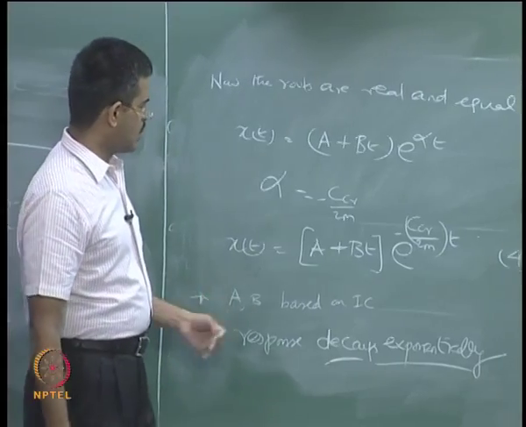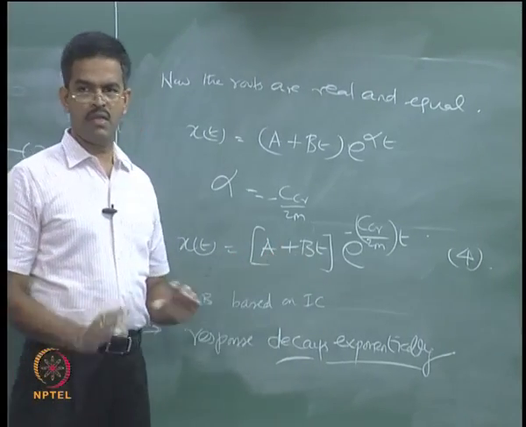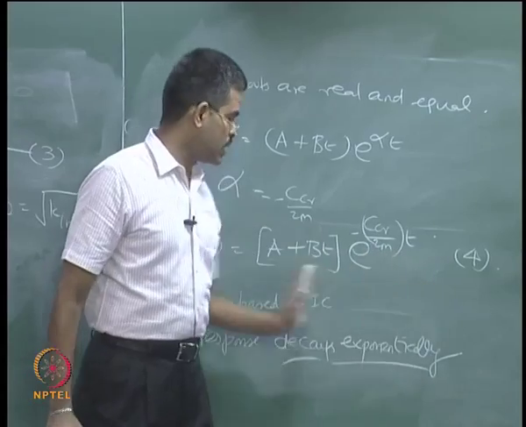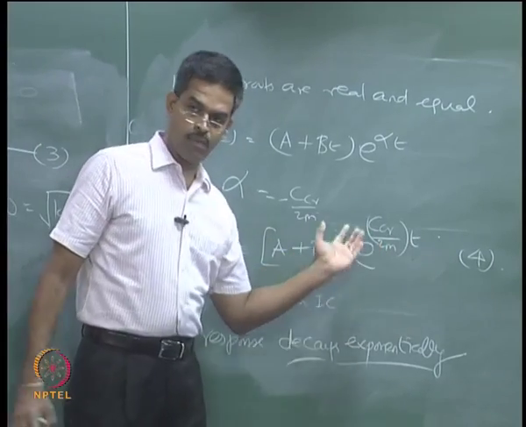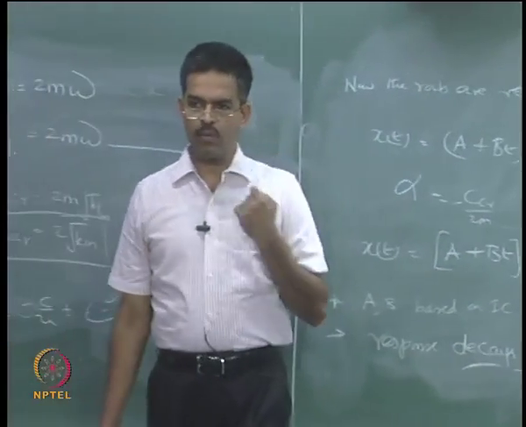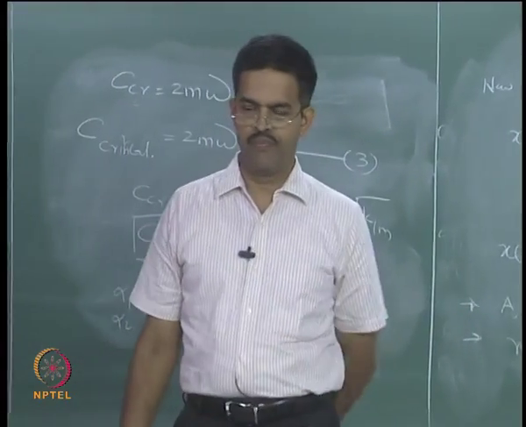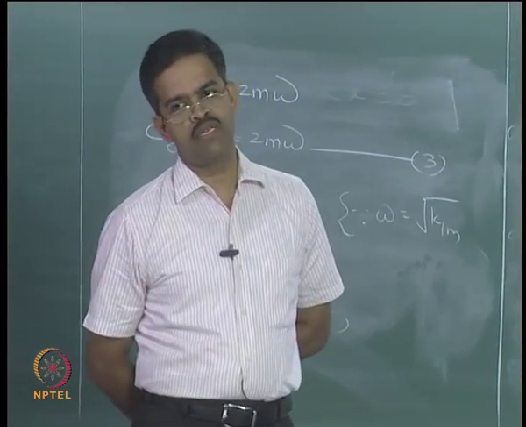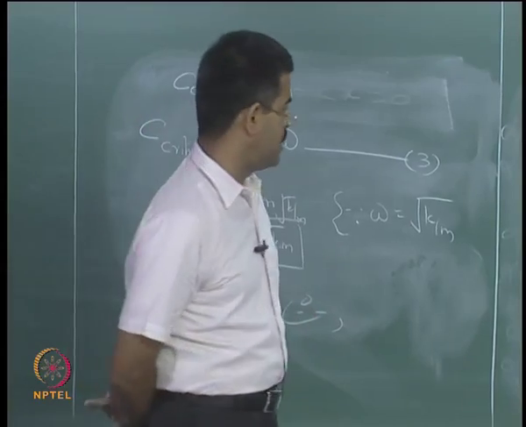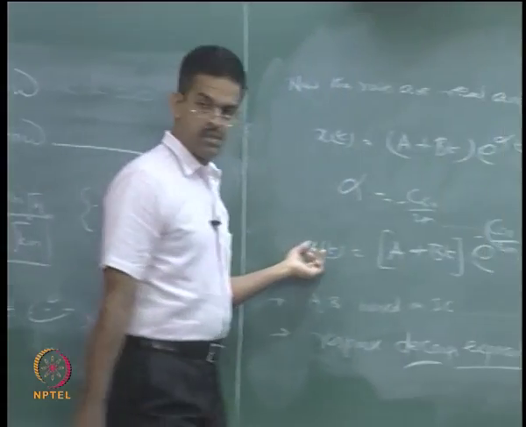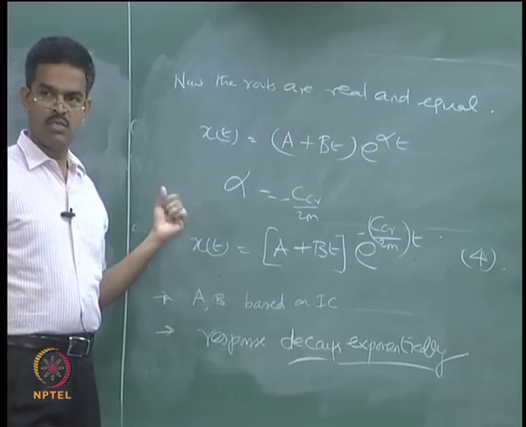Whatever may be the initial condition, whatever may be the values of A and B, it is very clearly understood that over a long span of time, after some time t, x will keep on decreasing, and at one given point of time x will become 0, which was expected in the original behavior, which was not reflected in the earlier equation of free vibration response where an undamped system was shown.